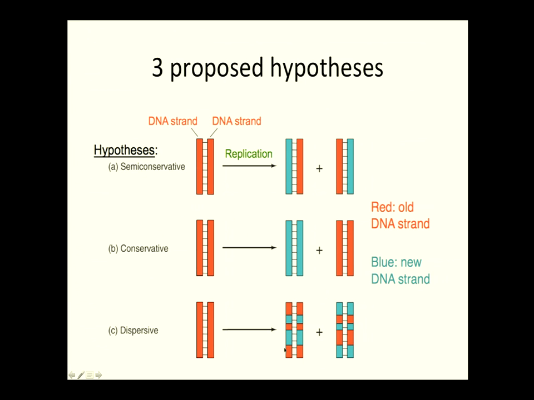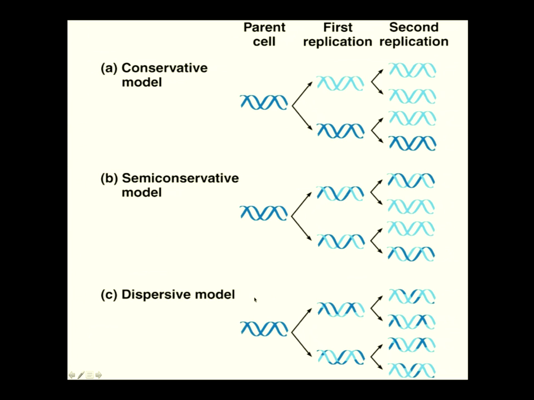The dispersive model, you will have one strand containing the new and old strand. So it'd be dispersive, like this. So if we take these three models and replicate them, this is what we will have.